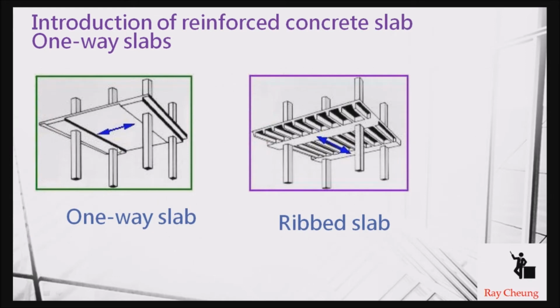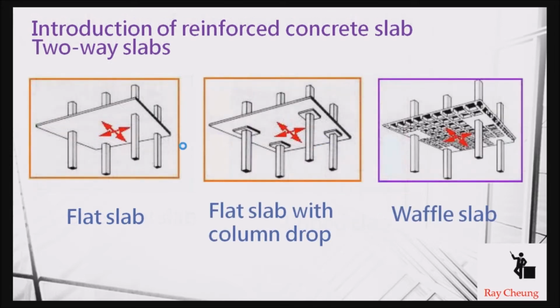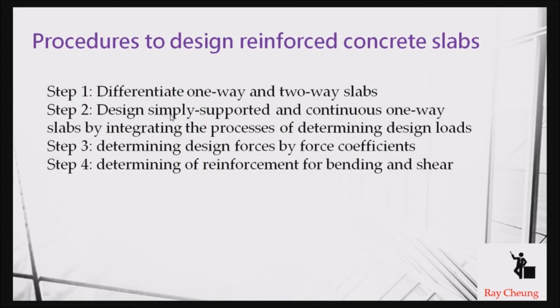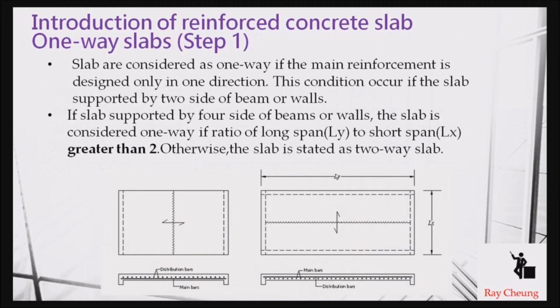This is a one-way slab, and the ribbed slab we also think of as a one-way slab. For flat slab, we define this as a two-way slab, even with a column drop or waffle slab. You just need to remember the steps, and then you can understand how to find the reinforcement. The first thing you can see is we define Lx and Ly. If Ly is very large, greater than 2 times Lx, we define this as a one-way slab.